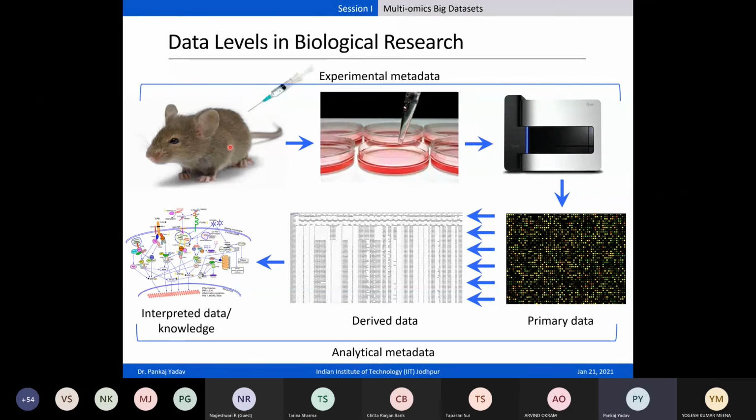So the idea here is to tell you that you need an interdisciplinary team of people to perform this kind of work. You need biologists, bioinformaticians, computer scientists, mathematicians, and statisticians, from this step to this step.